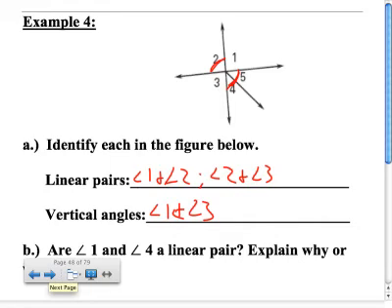Part B says, are angle 1 and angle 4 a linear pair? Clearly not. Because to be a linear pair, remember, you have got to be adjacent. And if I trace angle 1 and then I trace angle 4, they are clearly not adjacent. And so immediately we know they cannot form a linear pair.